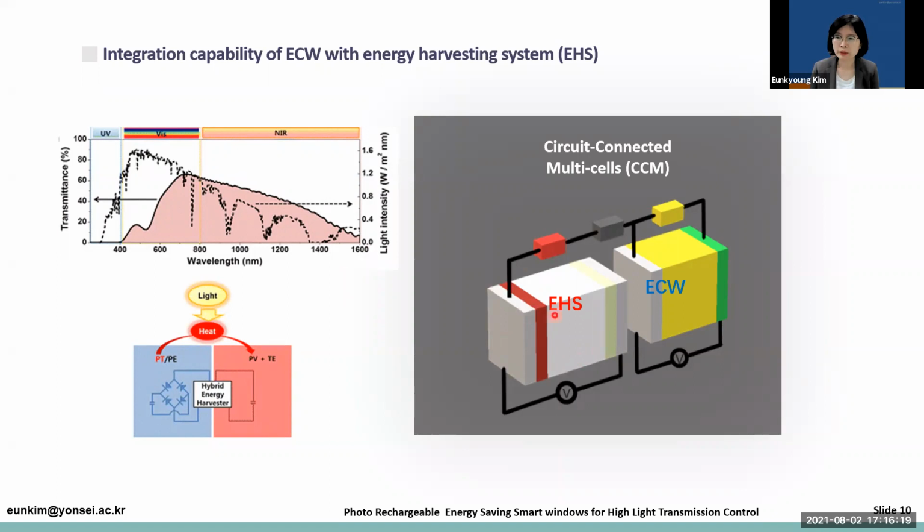But most of these dye sensitized solar cells harvest the UV and visible range, but transmit the NIR range. So in order to harvest this NIR range, we utilize a photothermal system that can heat pyroelectric and thermoelectric systems.